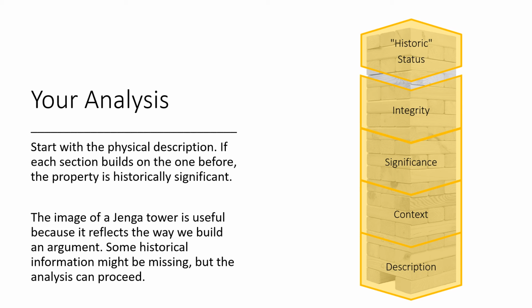Throughout this series, we will look at each layer and emphasize the important elements that you need to address before moving on to the next layer. The image of the Jenga tower is useful because it reflects the way we build an argument and determine if any given property is historic. Each layer rests on the layer below. Our information about the property may be imperfect, yet sufficient.